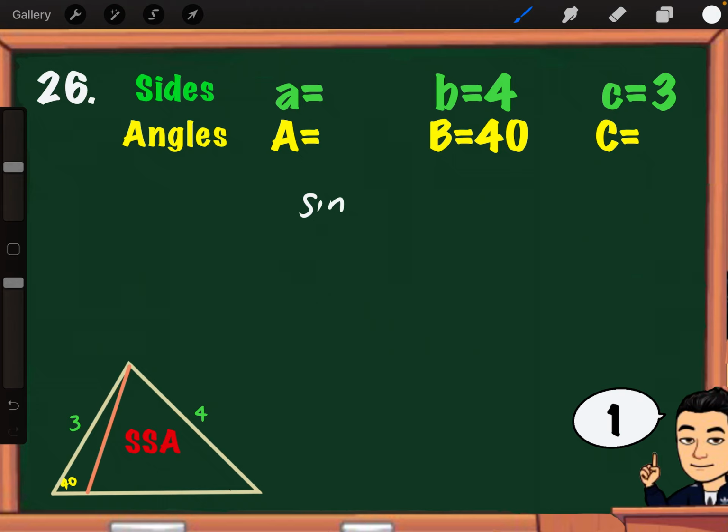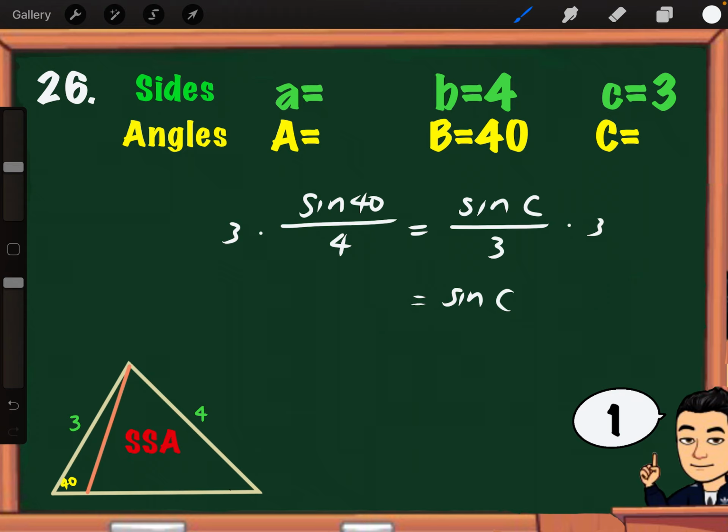You use sine angle B, which is 40 degrees, over side B, which is 4, set equal to sine angle C over side C. So you're going to multiply by 3 on both sides, and then you're going to have sine C equal to 0.4820.